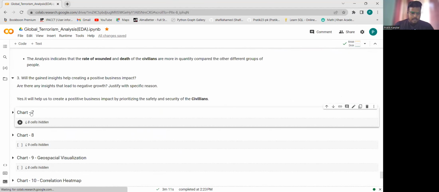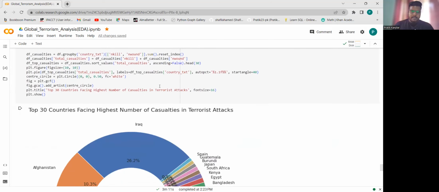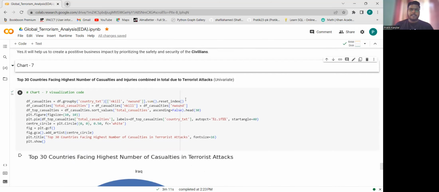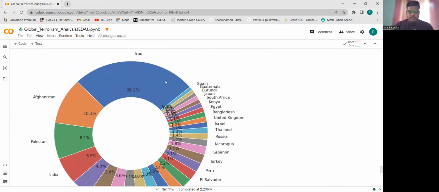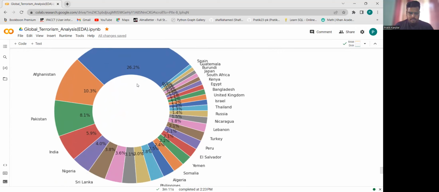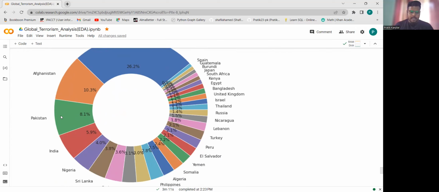Coming to the next visualization, this is the top 30 countries facing the highest number of deaths and injuries. And Iraq holds a significant share over here, the largest share of 26.2%. This is the most attacked country, as we found in the previous visualizations. So it is quite obvious that the people of this country would be affected the most compared to Afghanistan, Pakistan, and this is how the sequence goes.